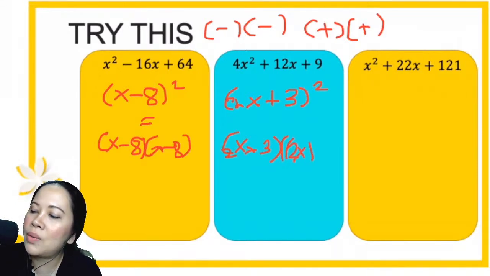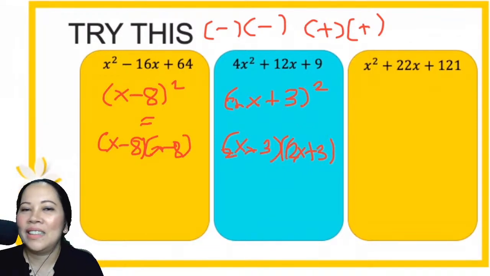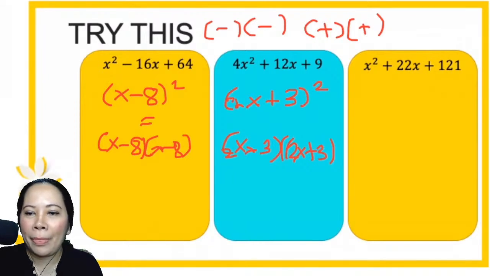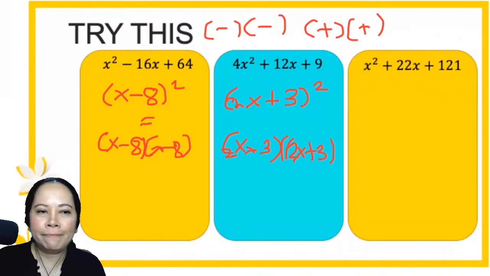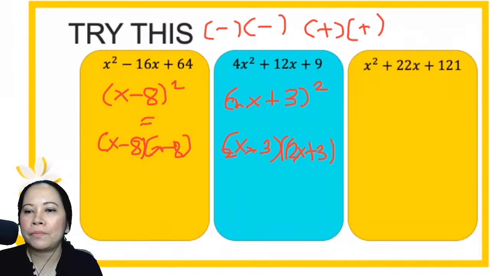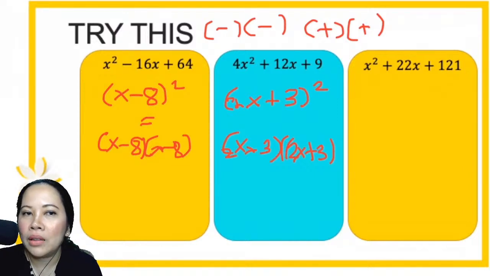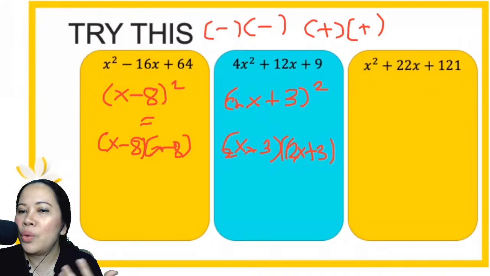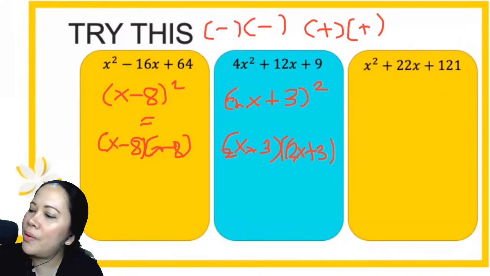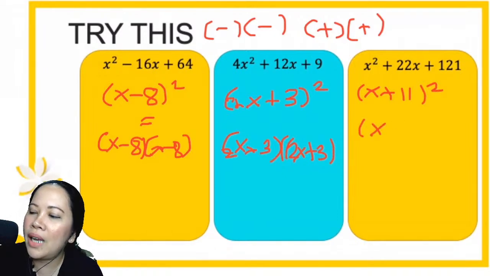Okay, next one. Last one. How about the last one? So what is the root? Yes, that is correct. Yes, that is right. x plus 11 squared. That is correct. Well done, Midnight. Well done, Tokushima. That is right. x plus 11.